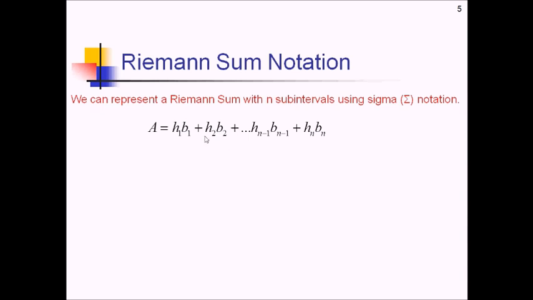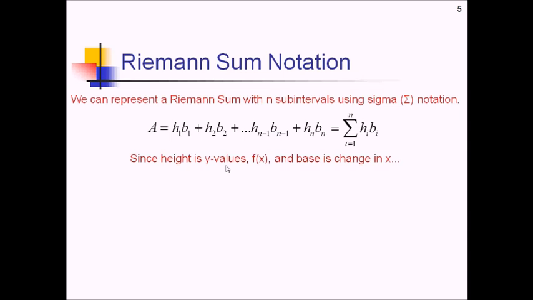But this is kind of a long-winded way of noting it. We can shorten that up considerably using our good Greek friend here, sigma, which basically just takes a bunch of these height times base things, and we have an index number for each of them, and it steps through all the index numbers from 1 to however many subintervals you want.